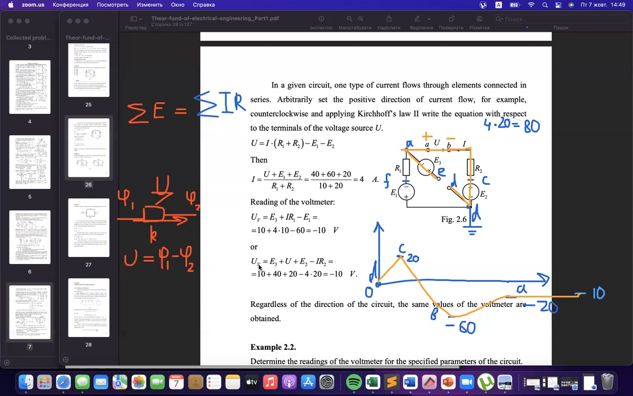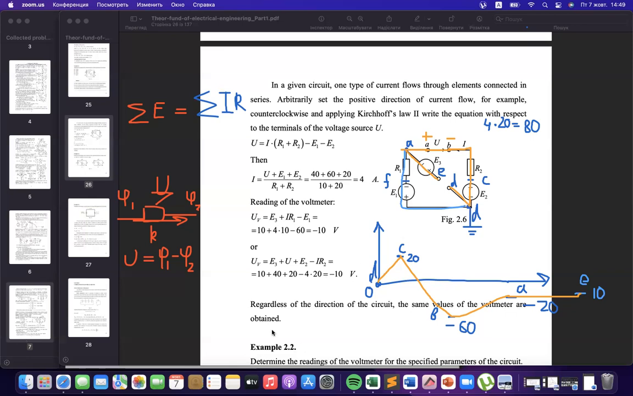And we came to point E, our last point. If we see just step by step how our potential changes from 0 to 20, then to minus 60, to minus 20, to minus 10 on all of the elements. If we move on the other part of the circle, we will obtain just the same values.